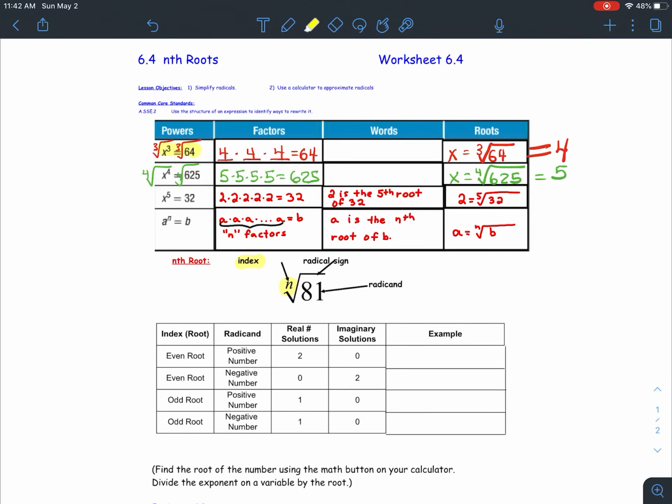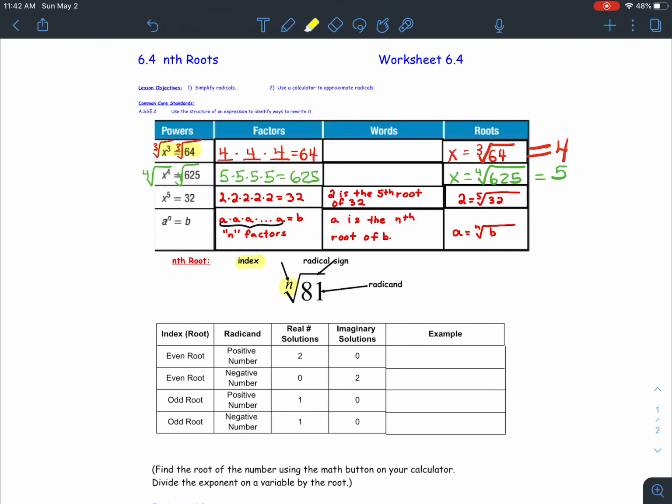Now, with the odd roots, it's not 2 solutions. There's only 1 solution. See how there's only 1 here. So when you do the odd root of a positive number, we'll say the cubic root of 27. Again, you could hit the math button, option 4. We might have this memorized. The cubic root of 27 is 3.